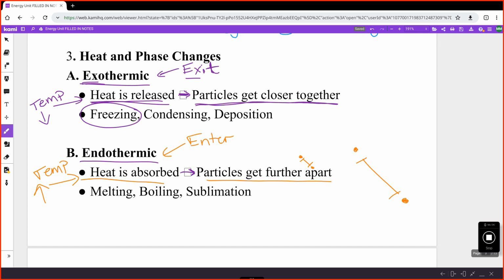And this would happen in melting or boiling or sublimation. A substance just gains energy and then it turns it into potential energy. It turns it into speed of the molecules. Temperature goes up. And so these are the 3 introductory parts of our energy unit.